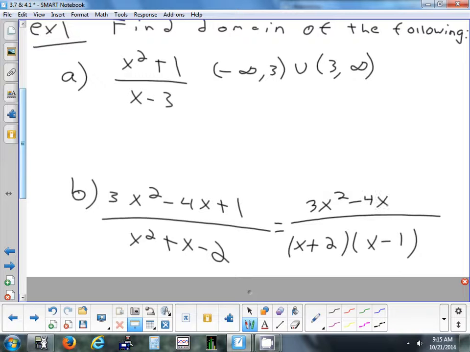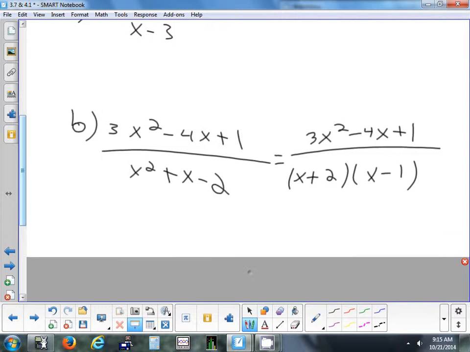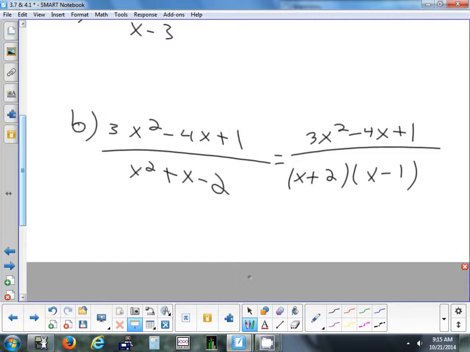Don't worry about the numerator. That has no effect at all on the denominator. Okay, so what's my domain here? You could write it with interval notation, or you could just tell me in words, and I'll translate it to interval notation. Anything but negative 2 and 1. Okay, anything but negative 2 and 1.